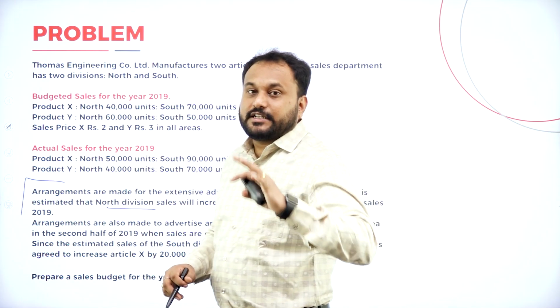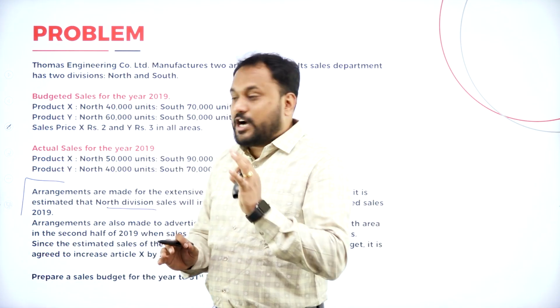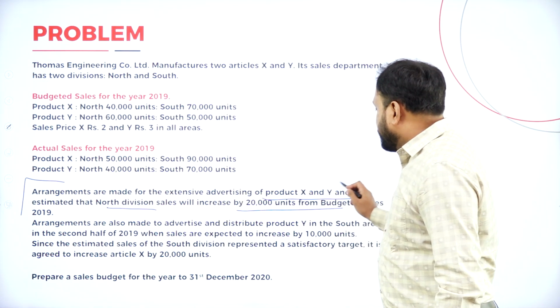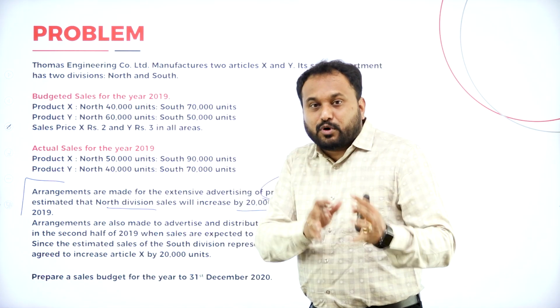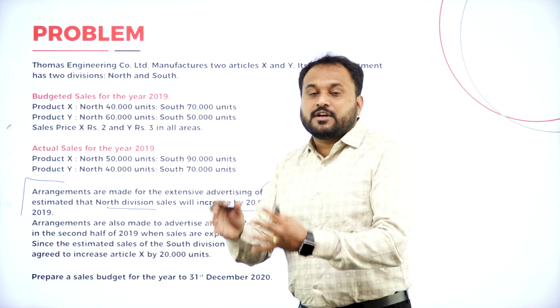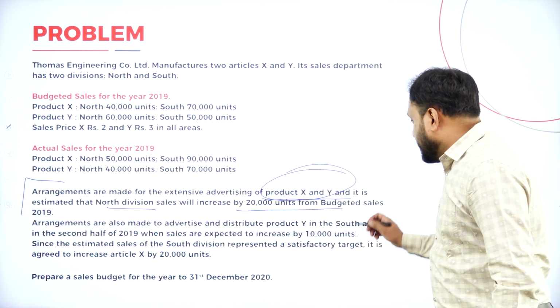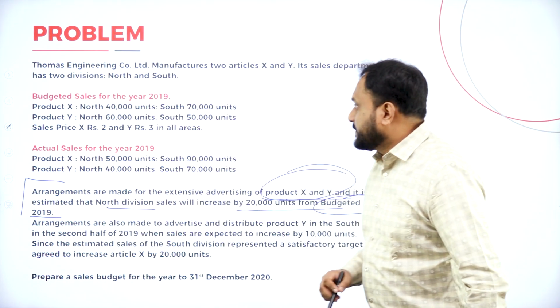So North, it will increase. Have they mentioned X or Y? No. They said North, it will increase. When they say North, it will increase, what are the products? X and Y. And it is estimated, that means both the product X and Y of North will increase by 20,000. From where it will increase? They have only given budgeted sales 2019. So go with this.